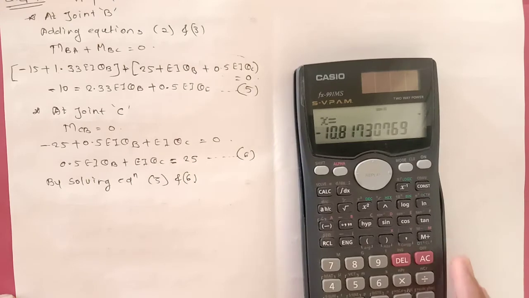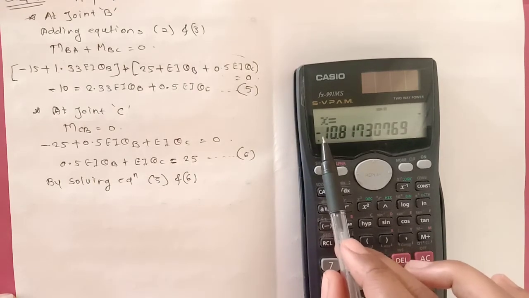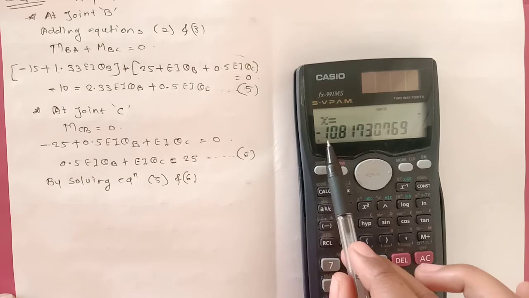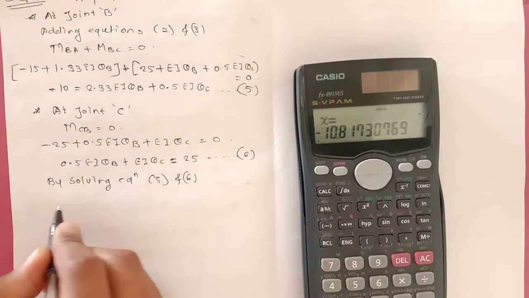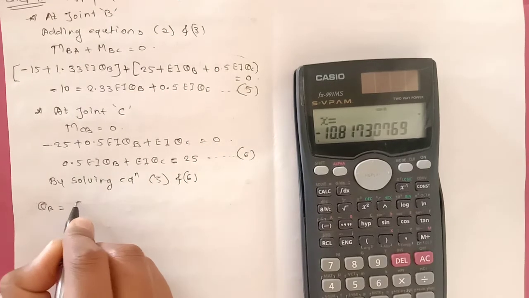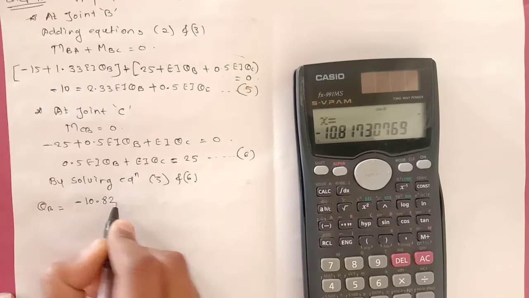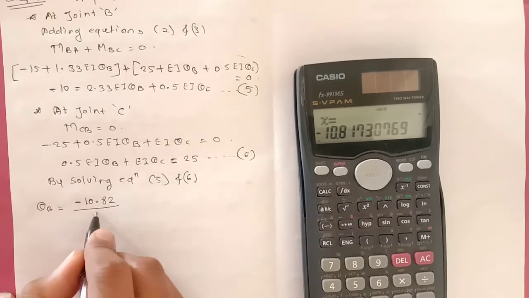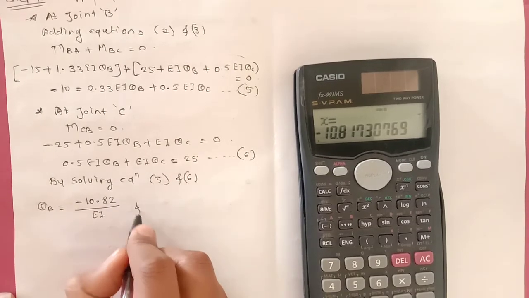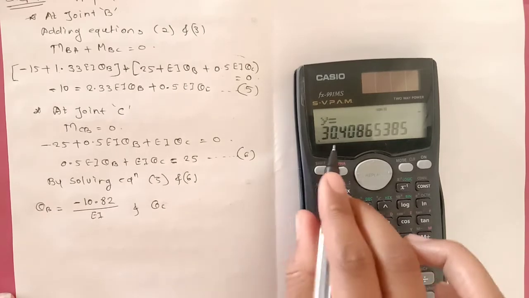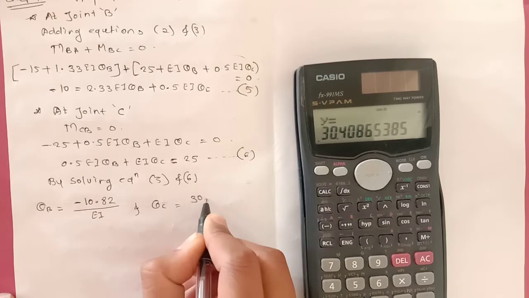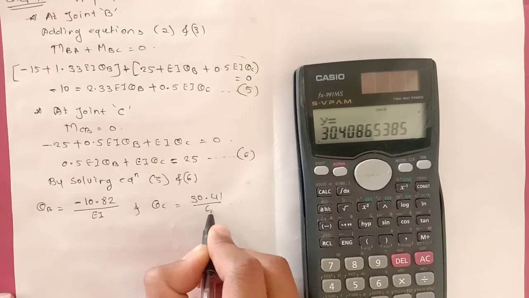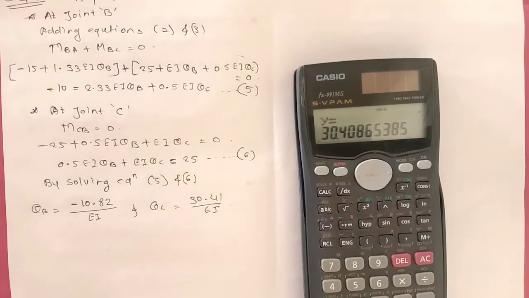So here you can see our x value, that is the theta B value, is minus 10.817. That is, here theta B is equal to minus 10.82 over EI, where EI is constant, and the theta C value is 30.408, that is 30.41 over EI. Okay, these are our unknown displacements, that is theta B and theta C.